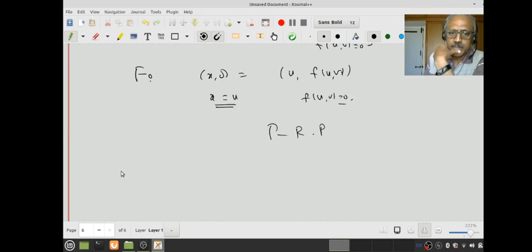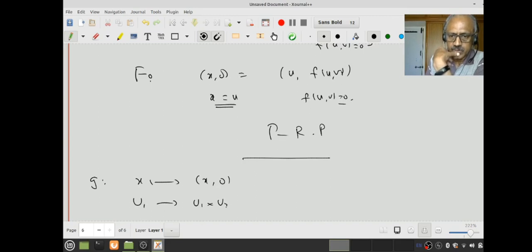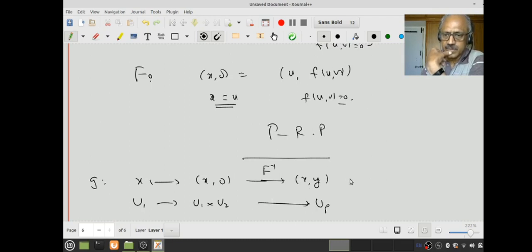So I have a map now. We are ready for the construction of G. G is the map x going to (x, 0), from U1 to U1 cross U2, and this goes under F inverse to some (x, y). You know that the first coordinate has to be x only. That's all we did. This is in U3, and looking at the second coordinate, that goes to y, which is in R^k.